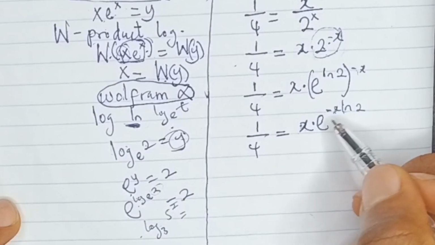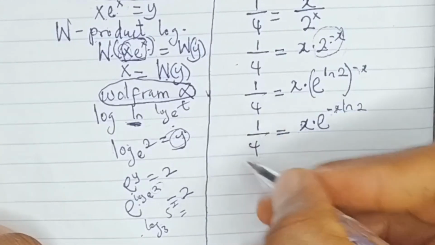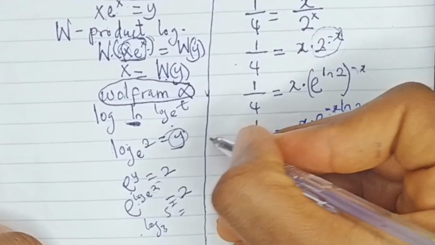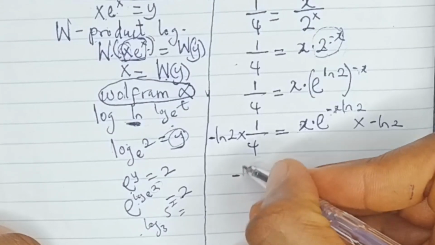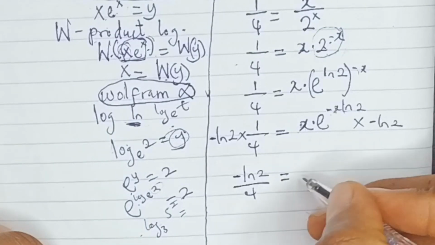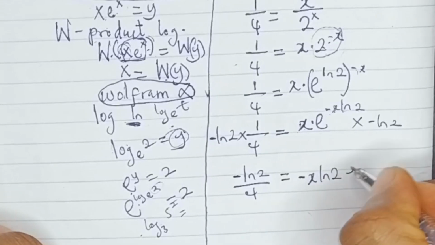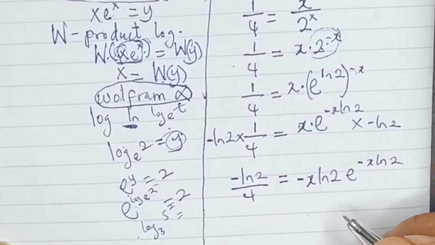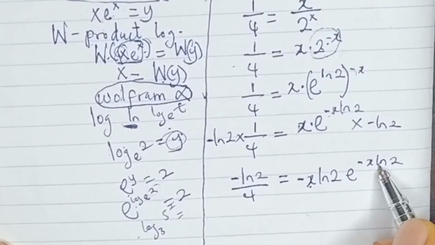Let's multiply both sides by negative ln 2. Can we do that? Since this is an equation, we can do it. So we multiply this side by negative ln 2, and multiply this side by negative ln 2. So that you now have negative ln 2 over 4 is equal to negative x ln 2 times e to the power of negative x ln 2. What have we done here? This is crazy. We've actually gotten the same thing here and the same thing here.